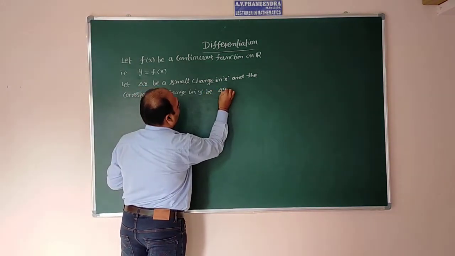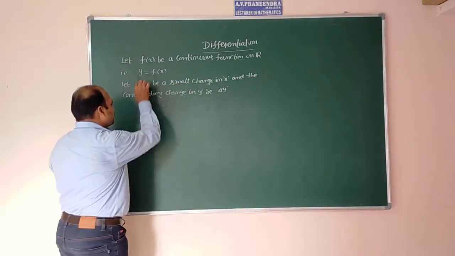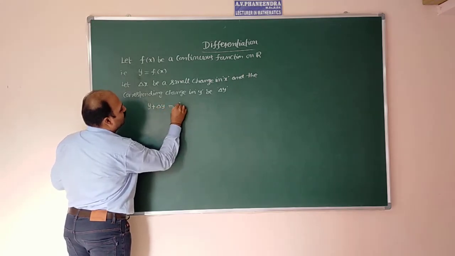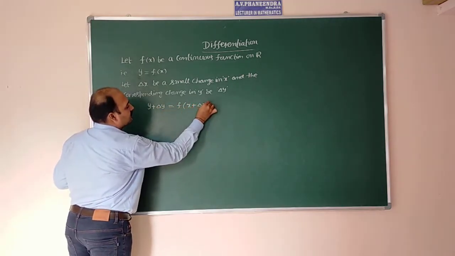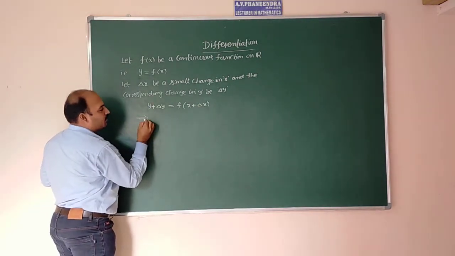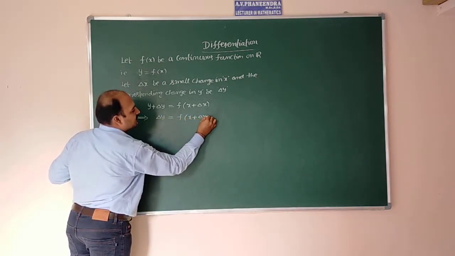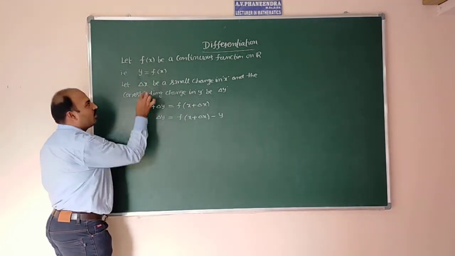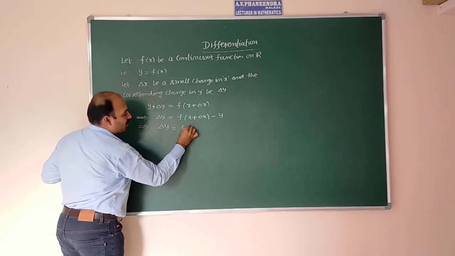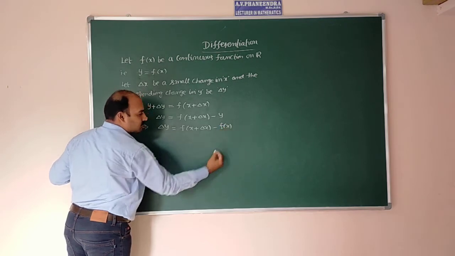be delta y. Whenever it changes from y to delta y, this y value becomes y plus delta y is equal to f of x plus delta x. This y value we are taking this side. That implies delta y is equal to f of x plus delta x minus y. Y value equal to f of x. It implies that delta y equal to f of x plus delta x minus f of x.